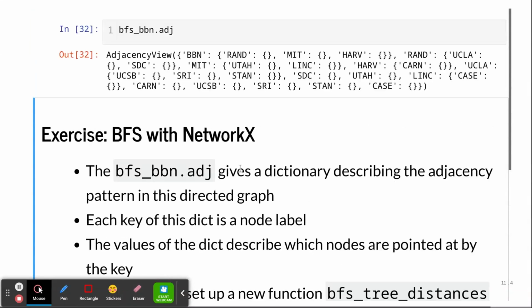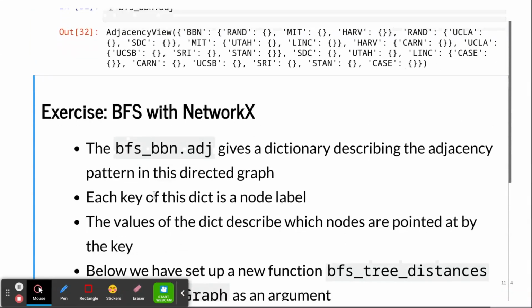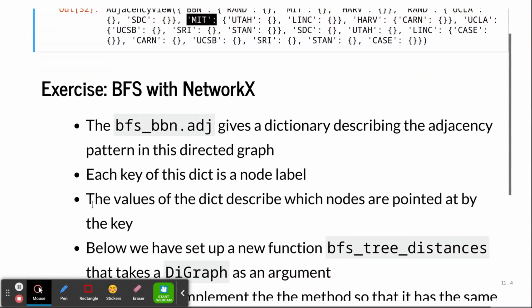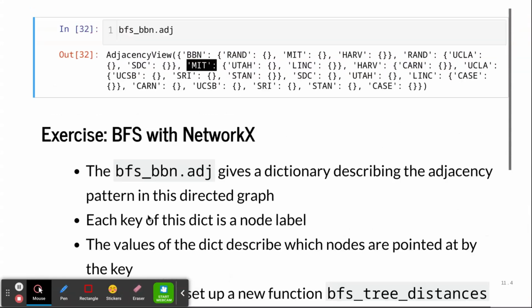Each of the keys here is going to be a node label. So here we have BBN, and then RAND, MIT, and so on. Each of the values of the dictionary describes the nodes that are pointed at by the key. So here we go. We start with BBN. Next we go to RAND, and then MIT, and then Harvard. So these are the first layer connections.